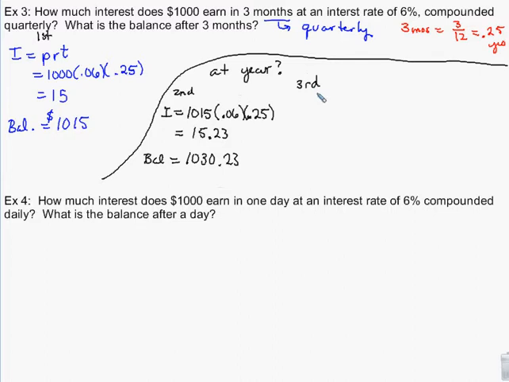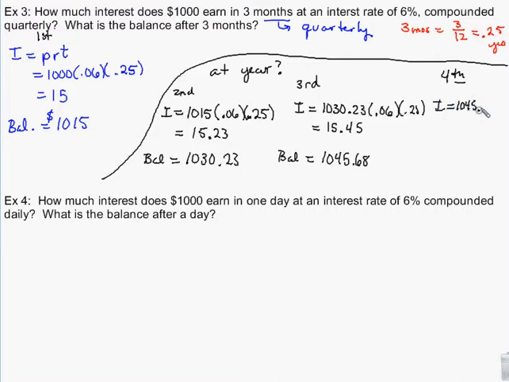cents. So for our third compounding, we're going to start with 1030.23 instead of 1030. And we're going to earn 15.45. And so our balance is going to be 1045.68. And so in our last compounding for that year, we'll have 1045.68 times 0.06 and 0.25. Sorry, I ran out of space. And we earn 15.69.